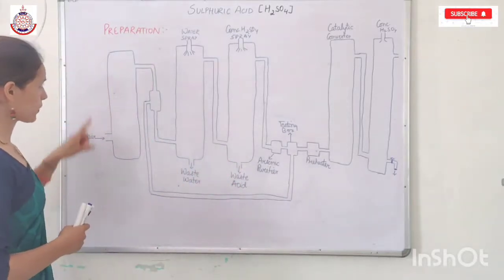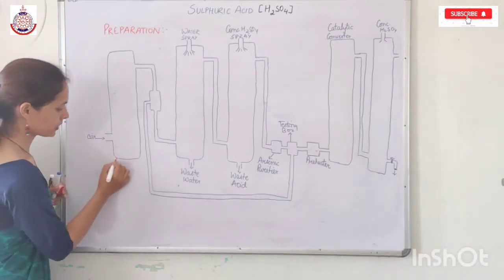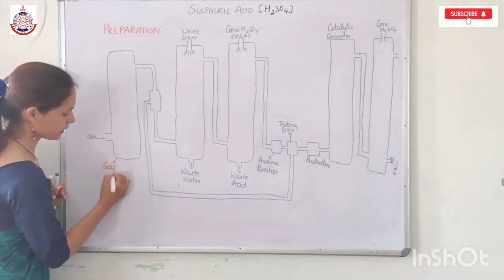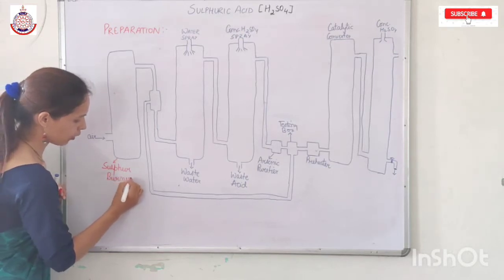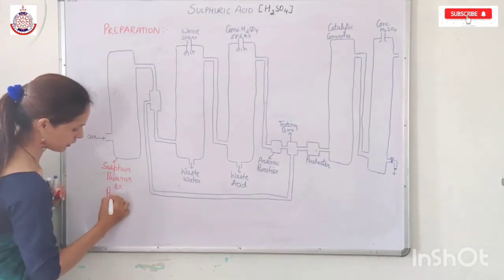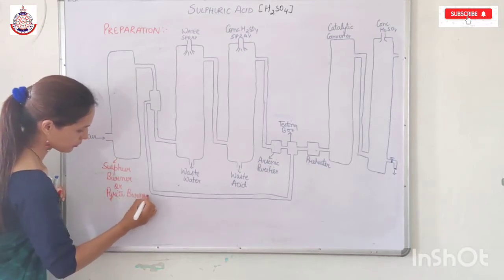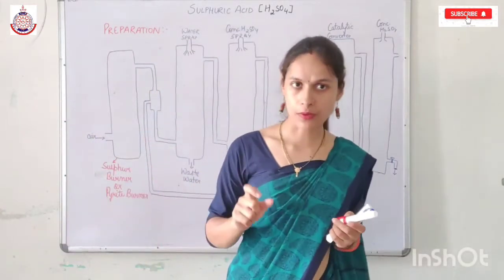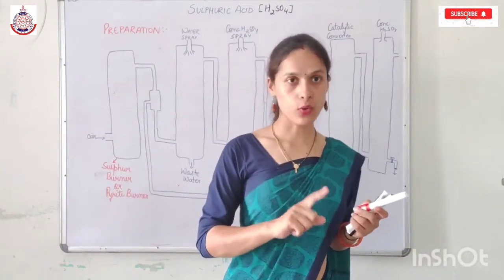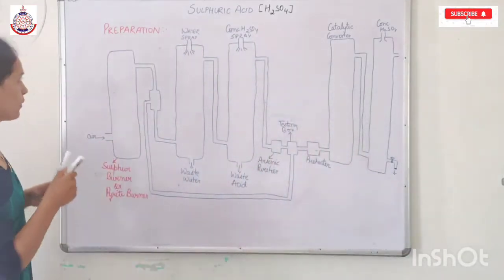So first of all, this chamber is known as sulfur burner or pyrite burner. Now, if you remember our first step, that is the burning of the sulfur or the sulfide ore to get sulfur dioxide. So that's why this is known as sulfur burner.